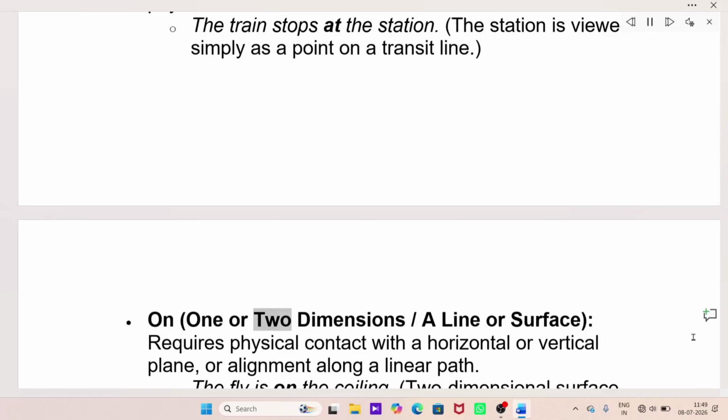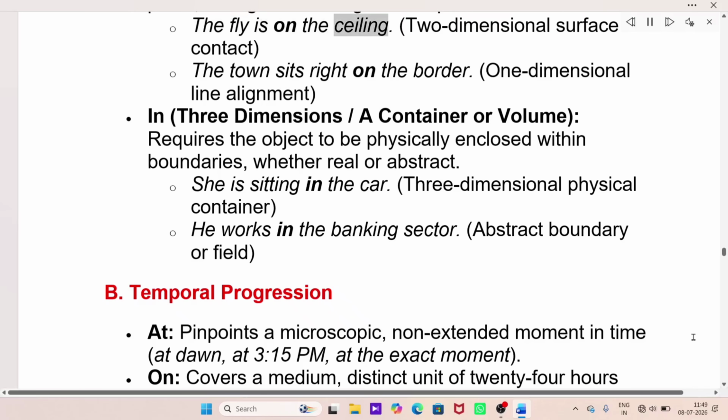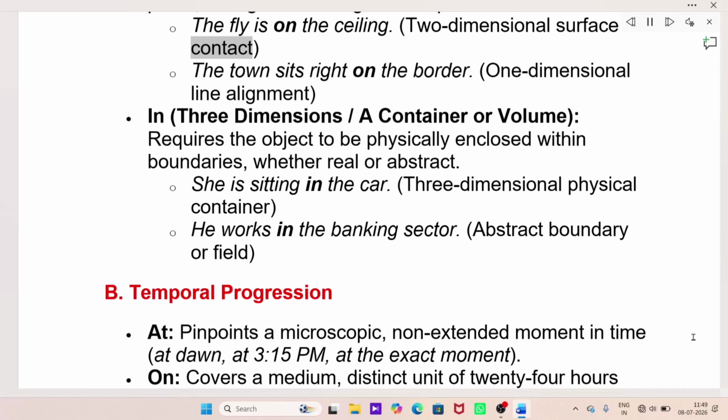In 1 or 2 dimensions, a line or surface requires physical contact with a horizontal or vertical plane, or alignment along a linear path. The fly is on the ceiling: 2-dimensional surface contact. The town sits right on the border: 1-dimensional line alignment.